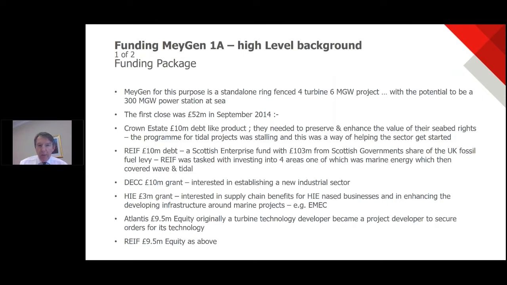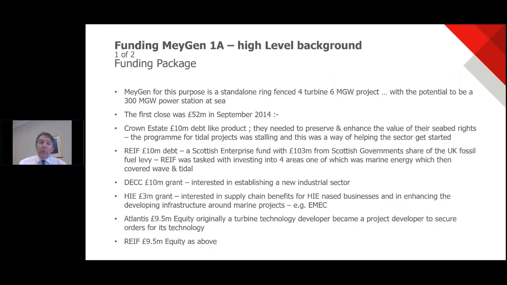The first point to make is that MeyGen, as we discuss it here, MeyGen 1A, is a standalone, ring-fenced, 4-turbine, 6-megawatt project. Often described by Tim Cornelius as the hardest 6 megawatts that's ever been done. But the important thing to note here is that it always had the possibility of being a 300 megawatt power station at sea. That possibility was always there. The first close was £52 million in September 2014.